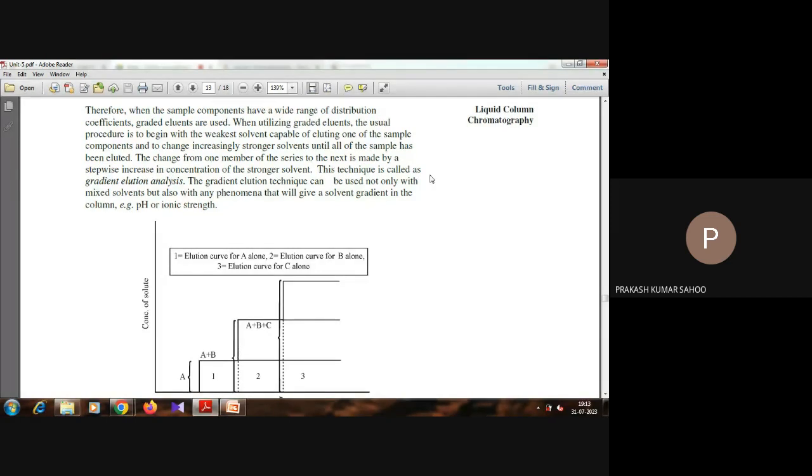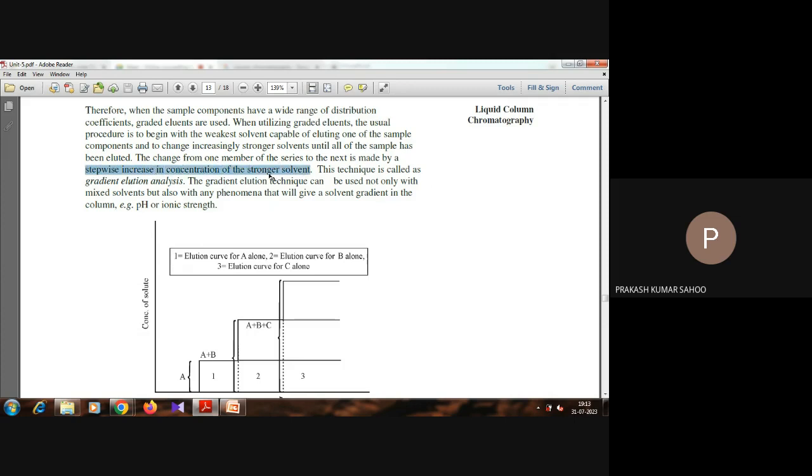Then after, if 2% is not effective, we may go for 5%, and this process will repeat by increasing the percentage of the eluent. The change from one member of the series to another is made by stepwise increase in concentration of the stronger solvent. This is very important. Stepwise increase in concentration of the stronger solvent.